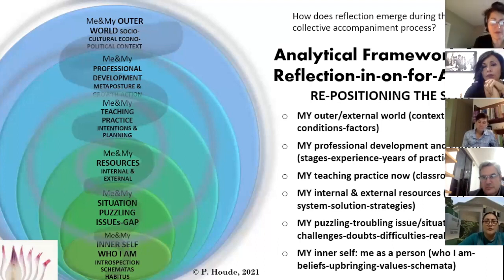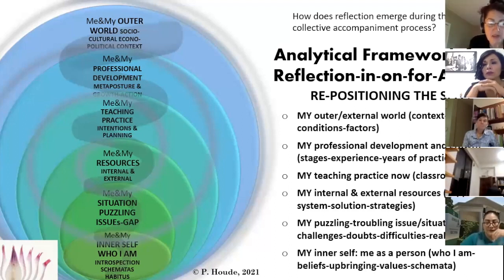And then there's the puzzling. We always start from the puzzling or troubling issue and situation. So there's obviously a gap between the reality and the actual practice, what's going on in the classroom, which creates doubts and difficulties. And we come to realizations because something is not working for us. There's something imbalanced, right? And then it all comes down to my inner self. This is also part of who I am as a teacher: the belief system I have, my upbringing, my values, my schemata, who I am as a person will also influence how I reflect on my practice.